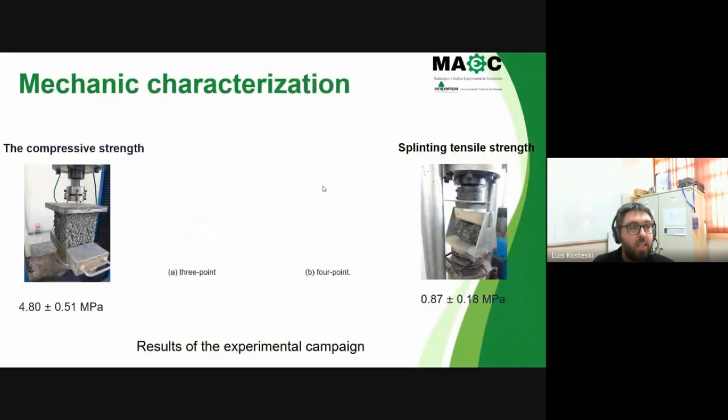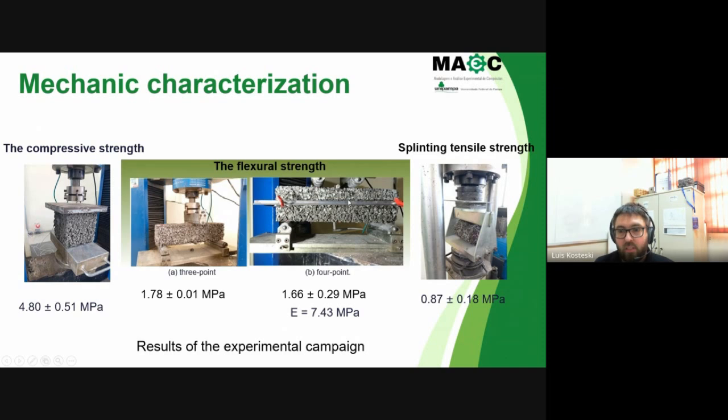Well, for the mechanical characterization, we did compressive strength, splitting tensile strength, and flexural strength tests, 3-point and 4-point flexural tests. We found experimentally these values. We can see that the compressive strength is relatively small, but it's a very porous material. All the properties that we find experimentally, we will use for the simulation of this material.